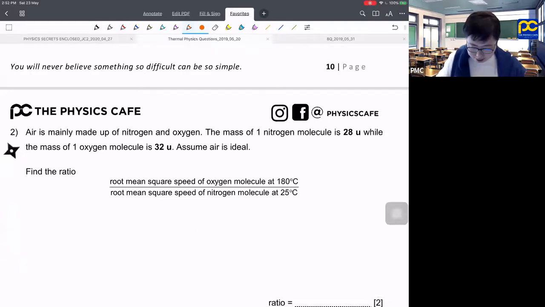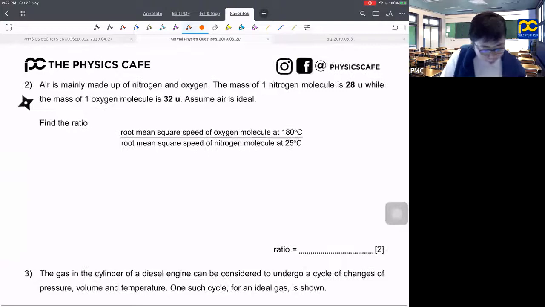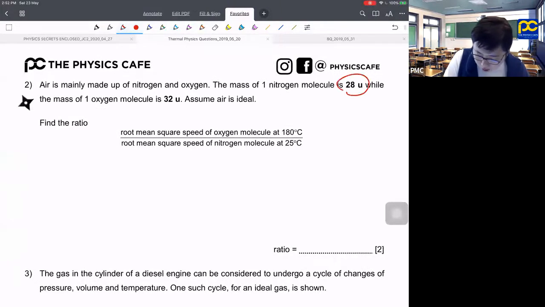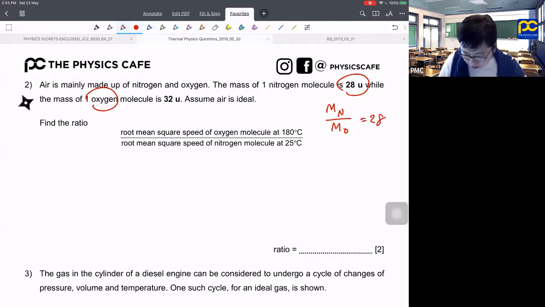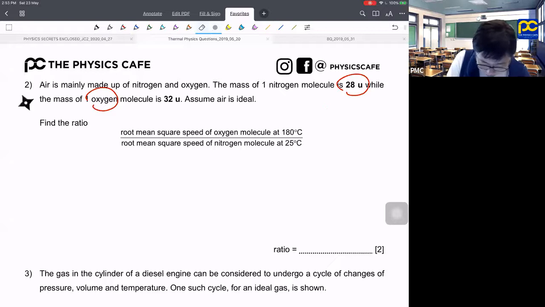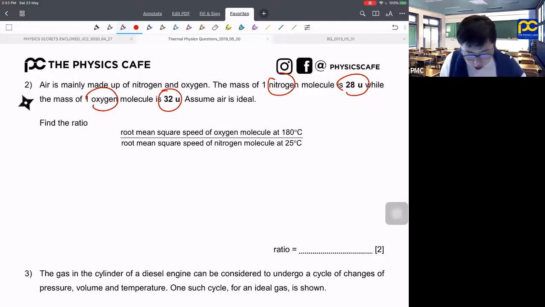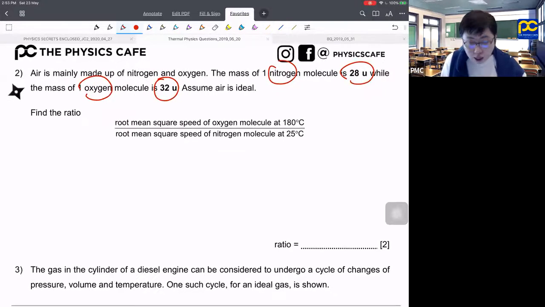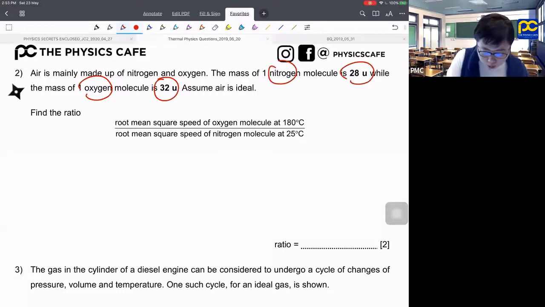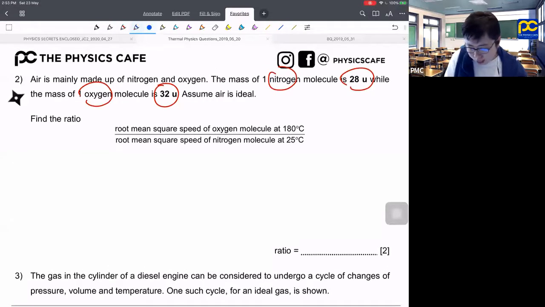Charmaine said, let's do this question together. You are given the mass of the nitrogen. So maybe I write down the mass of the nitrogen over the mass of the oxygen is 28 times. Sorry, I made a mistake. I didn't read the question. No, they are actually giving us the mass of both of them. So I just circle them. Okay. So you got nitrogen mass, I got the oxygen mass. That's good. I also give the ratio of the root mean square speed at the particular temperature.